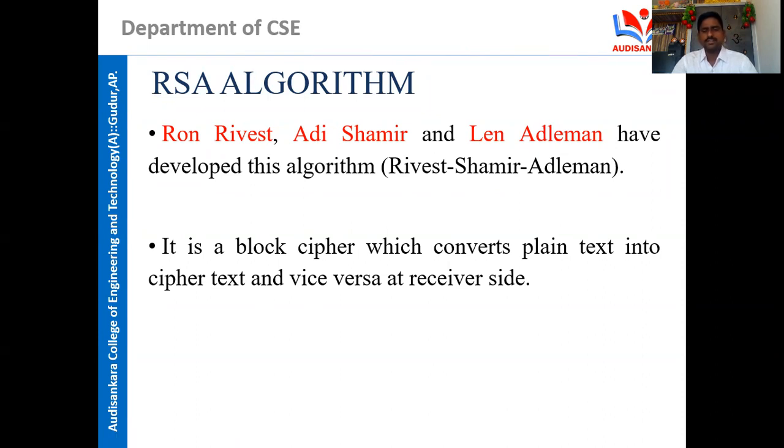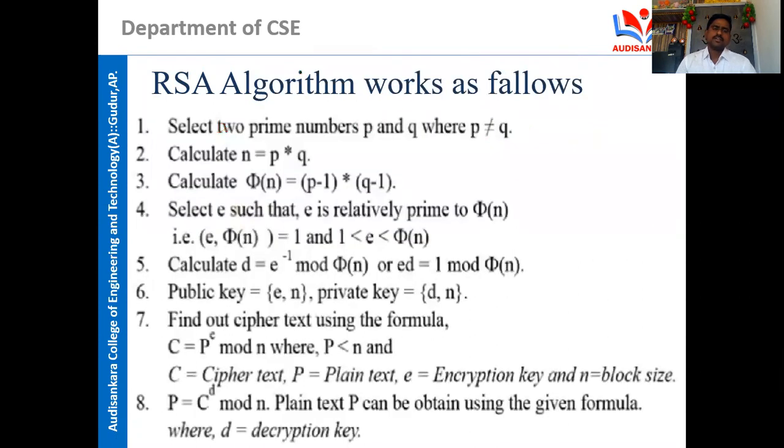It is a block cipher, which converts the plain text into the ciphertext, and vice versa happens at the receiver side. See here, these are the steps. In these 8 steps, we are going to learn how this RSA algorithm works. So these 8 steps we will discuss now one by one.